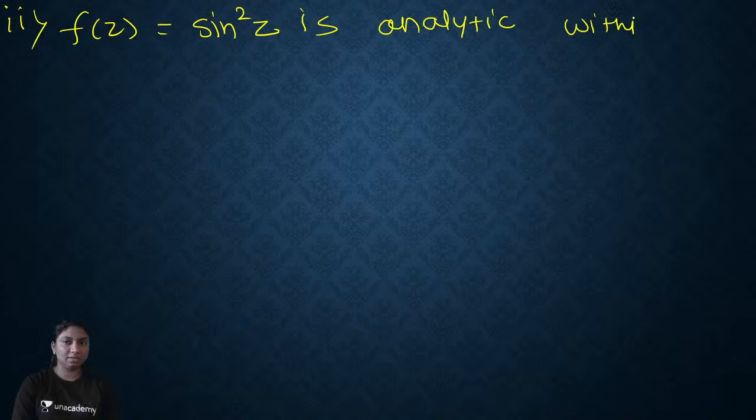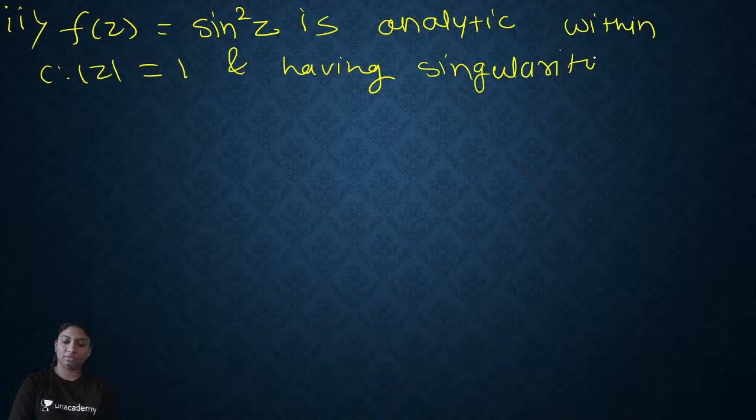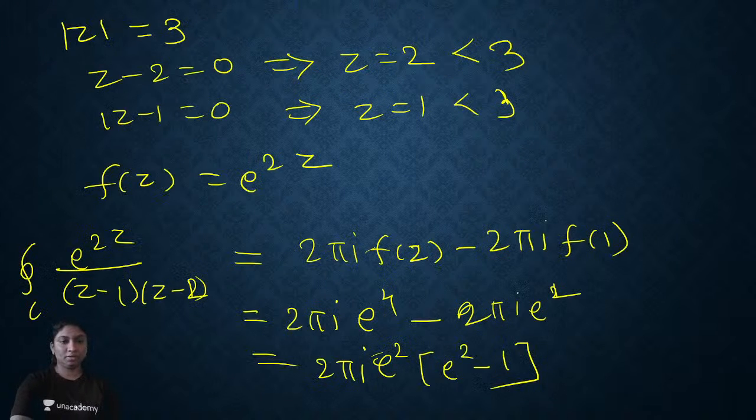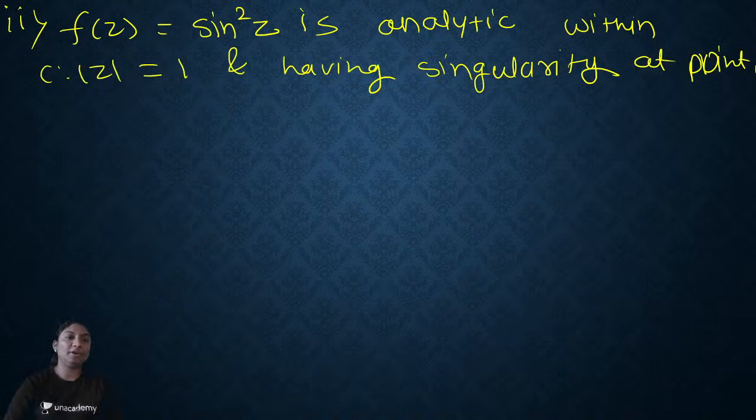Within C, mod z is equal to 1, and it is having the singularity at the point z equal to pi by 6. Okay, at point z is equal to pi by 6.